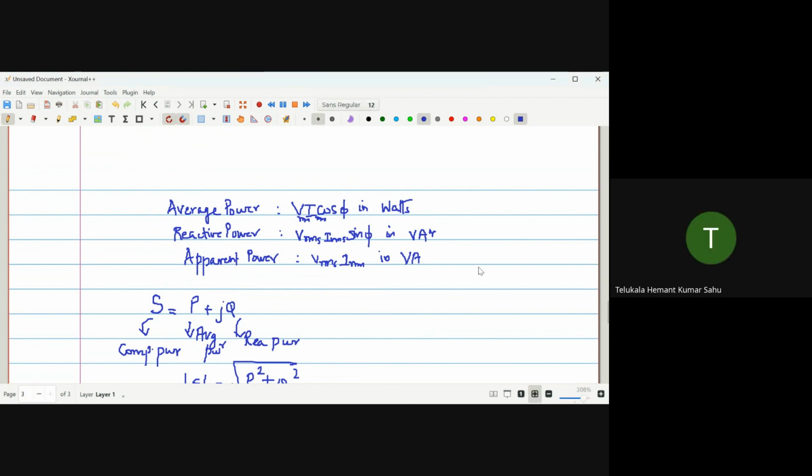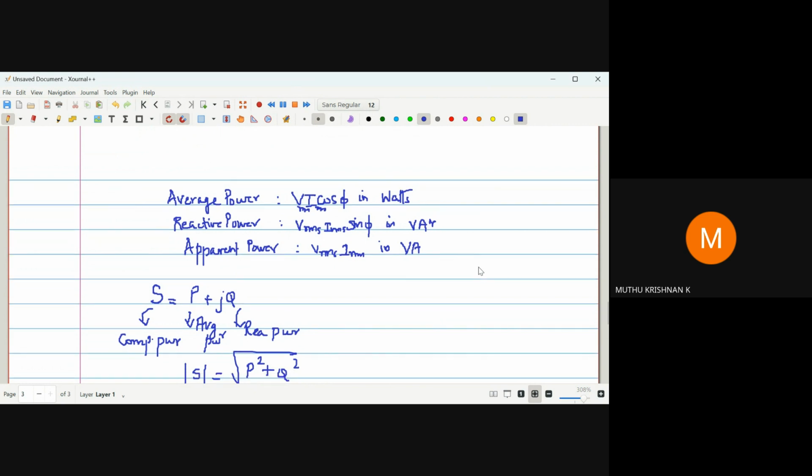Ma'am, for a composite network, the value of the power factor is from 0 to 1, variable from 0 to 1. Yes. And the phase angle is from 0 to 90 degrees, ma'am. Yes. Okay, ma'am, thank you. Isn't the phase varying from -90 to +90?